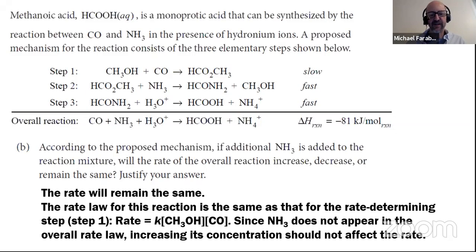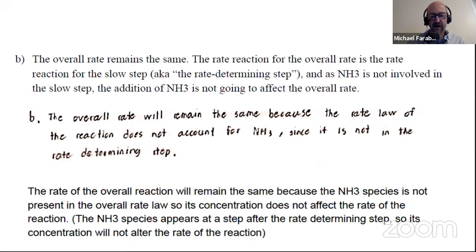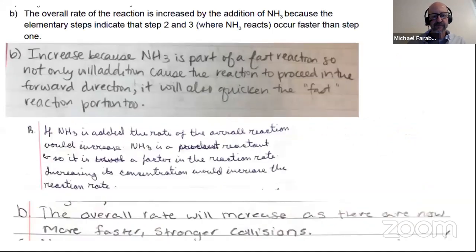Let's take a look at some student answers. This person says the overall rate remains the same. The rate law for the overall rate is the rate law for the slow step, the rate determining step, and NH3 is not involved in the slow step. Looks good. Okay, NH3 is not in the rate determining step. This all looks great. All right, here's some misconceptions and concerns.